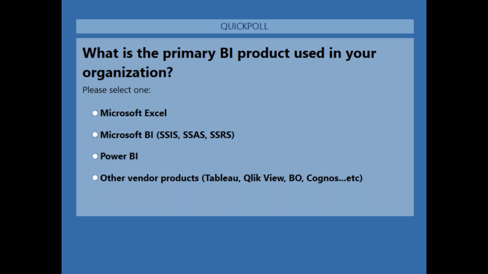Different companies use different products. Different companies use multiple products within the organization. So depending on whichever situation you have in your organization, just try to identify what is the primary product. I understand a lot of companies are using more than one product, but what is your primary product that you or your organization is using?